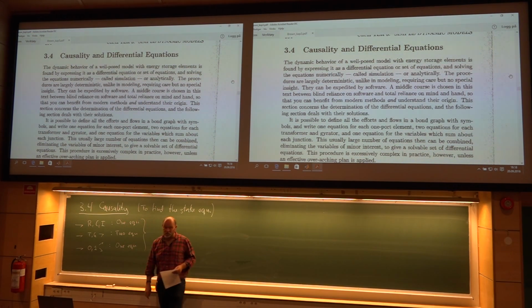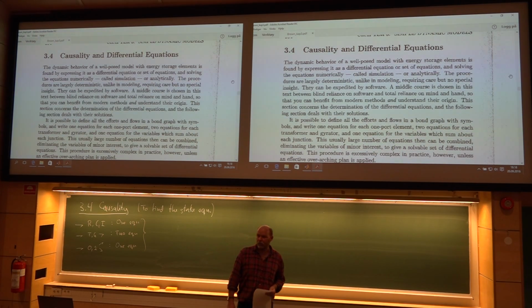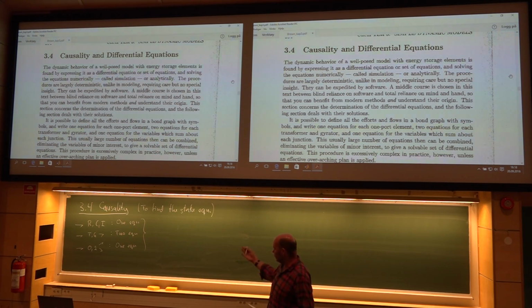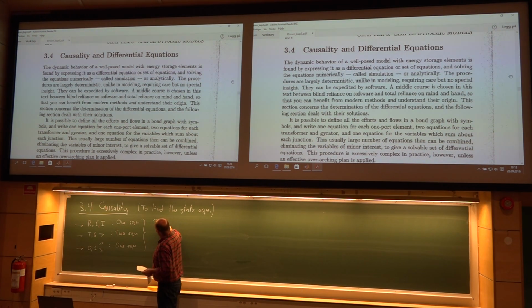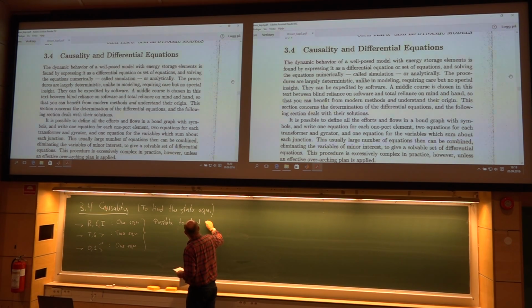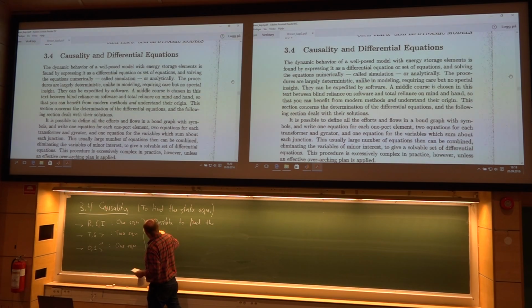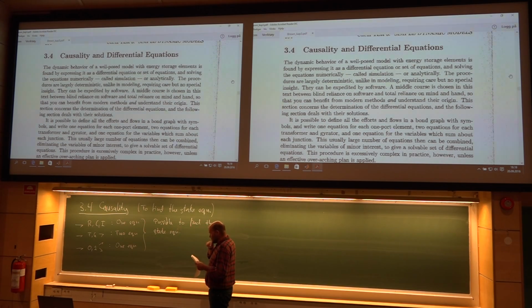So yes, you can set up a bond graph. Yes, you can find all the equations involved. So yes, it is possible to find the state equations. But boring and can be a very big job. So no, we don't like this. We don't want to do it.